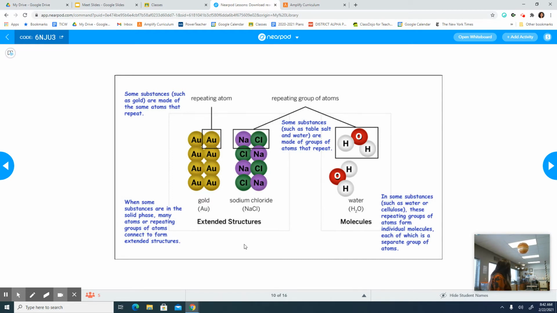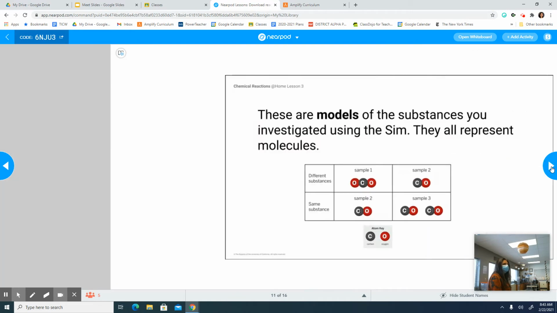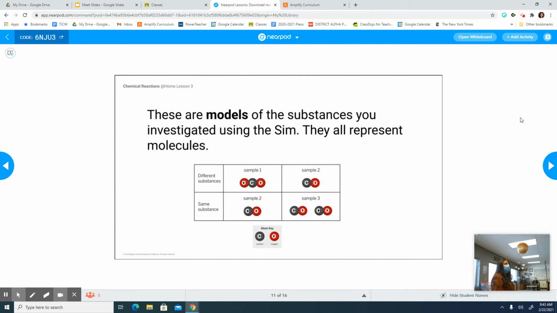And we say solid because remember, solid is when those molecules have the least freedom of movement, they're the closest together. And then in some substances, such as water and cellulose, these repeating groups of atoms form individual molecules, each of which is a separate group of atoms. These are models of the substances that you investigated in the sim.